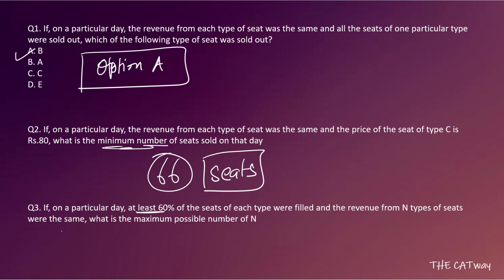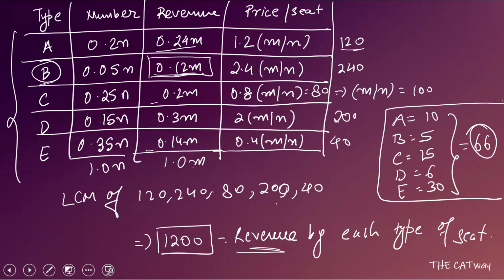That means our revenue will be from 60% to 100%. It can vary anywhere between 60% and 100%. Okay, and the revenue from n types of seats were the same. What is the maximum possible number of n? Okay, so let's remove everything which we have done here.